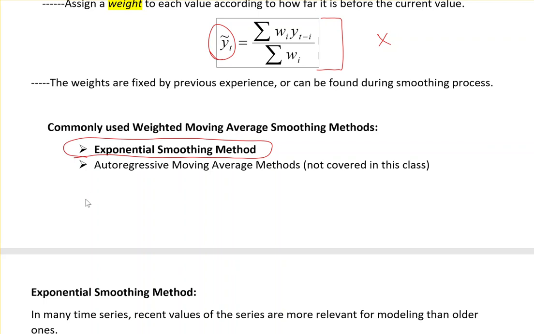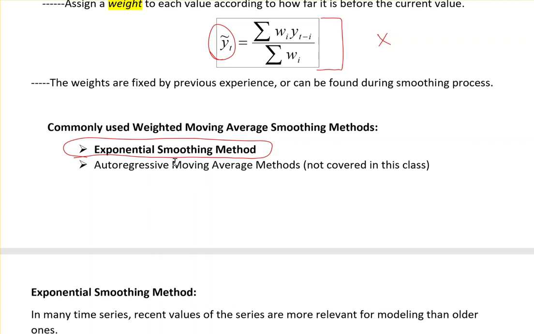All right, the book also has the autoregressive moving average method, but we will not cover it in this class. If you are interested in this part, you can go through the book, and if you have any questions, you can just let me know and discuss with me. In our class, we only focus on the exponential smoothing method.